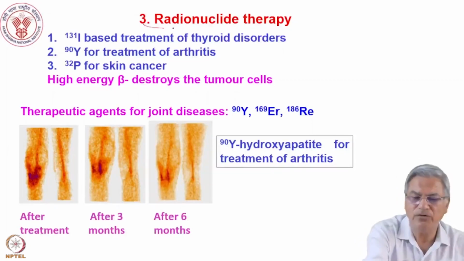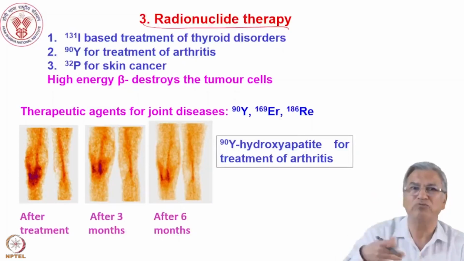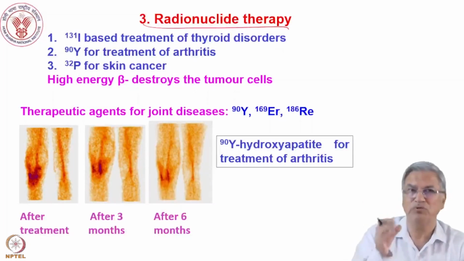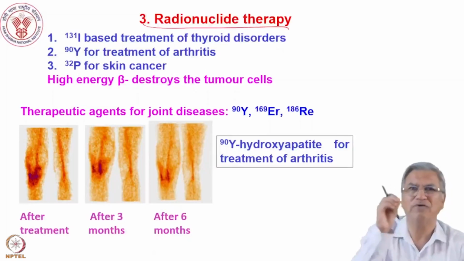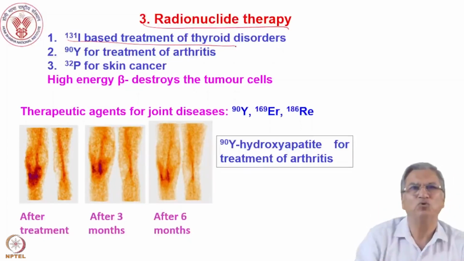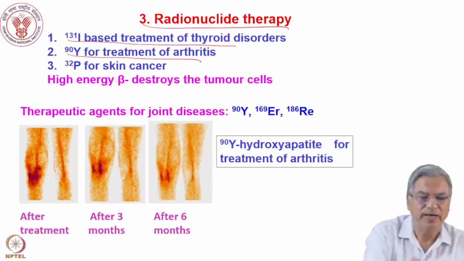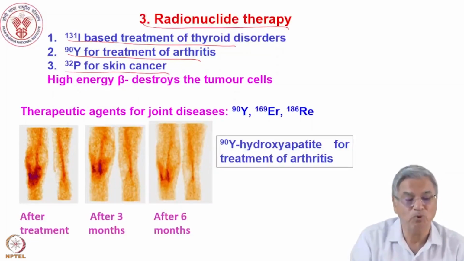And then lastly, we have the radionuclide therapy. Radionuclide therapy is like radiopharmaceuticals used for diagnosis, where you tag the radiopharmaceutical with a radioisotope which is emitting particulate emission, and then do therapy. So the pharmaceutical will take the radioisotope to a particular organ, and the radioisotope will emit the particulate radiation, alpha or beta, and that will kill the cancerous cells. So 131 iodine is used for thyroid disorders, yttrium 90 for treatment of arthritis, and phosphorus 32 for skin cancer.